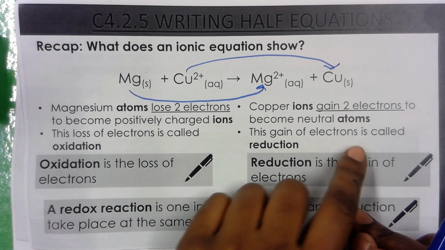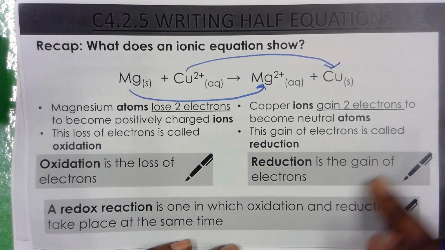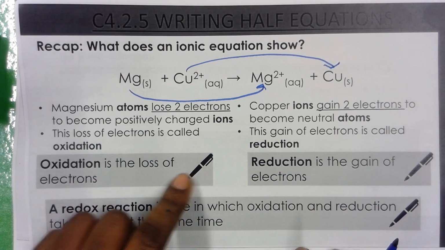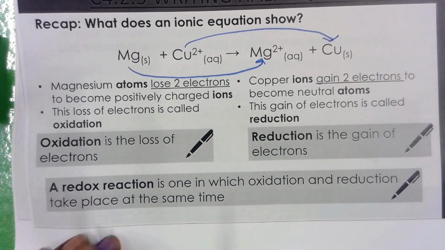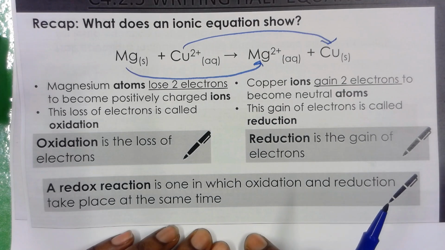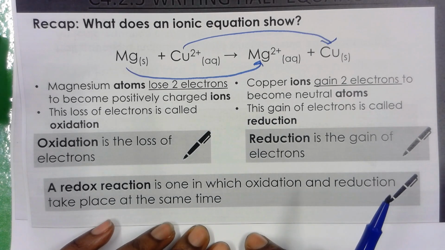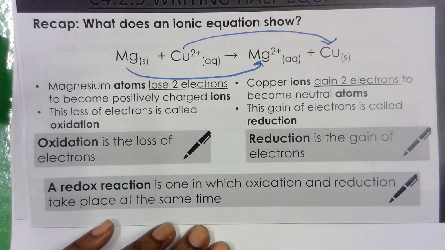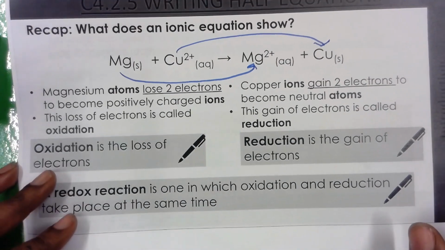So remember, the gain of electrons is called reduction. Reduction is the gain of electrons. Oxidation is the loss of electrons. So a redox reaction is one in which oxidation and reduction take place at the same time. And so we can see both of those have taken place here in this reaction.